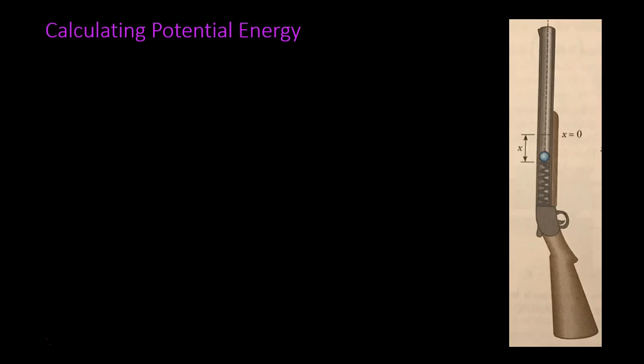Let's work through a simple problem on calculating potential energy. Here we've got a pop gun. It has a spring that's compressed from its equilibrium position, and it has the ability to launch this ball.